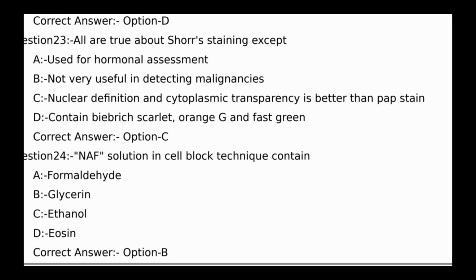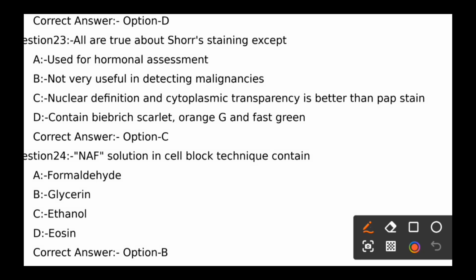Next question. All are true about Shorr staining except. Option A, used for hormonal assessment. Option B, not very useful in detecting malignancies. Option C, nuclear definition and cytoplasmic transparency is better than Pap stain. Option D, contains Biebrich scarlet, orange G and fast green.